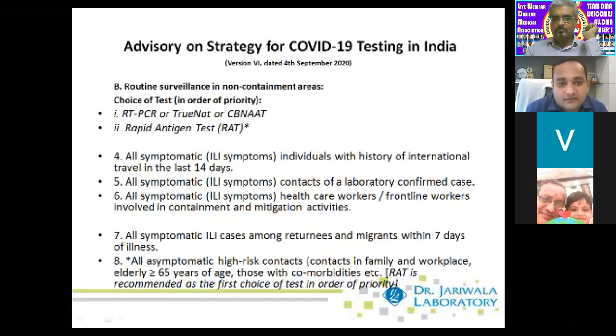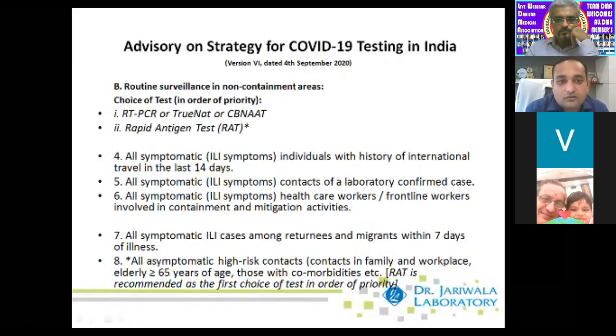This is for non-containment areas. Here, the choice of test is an RT-PCR first. If any individual is symptomatic, we have to do an RT-PCR. If there is an asymptomatic high-risk contact, then we have to do a rapid antigen test, like it has been shown in the previous slide.